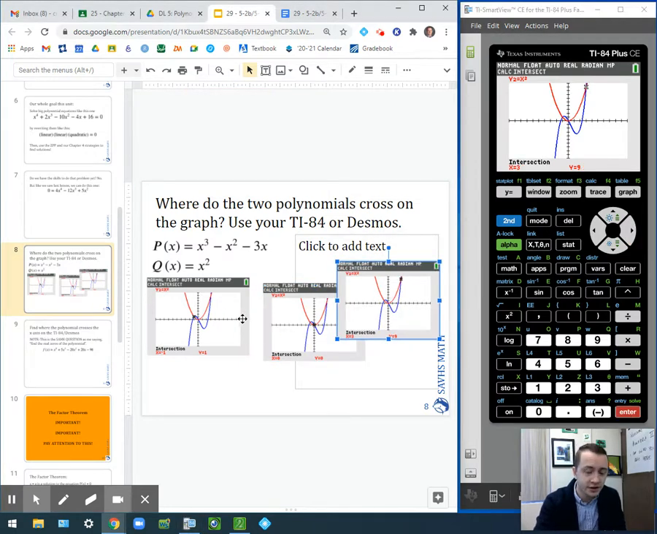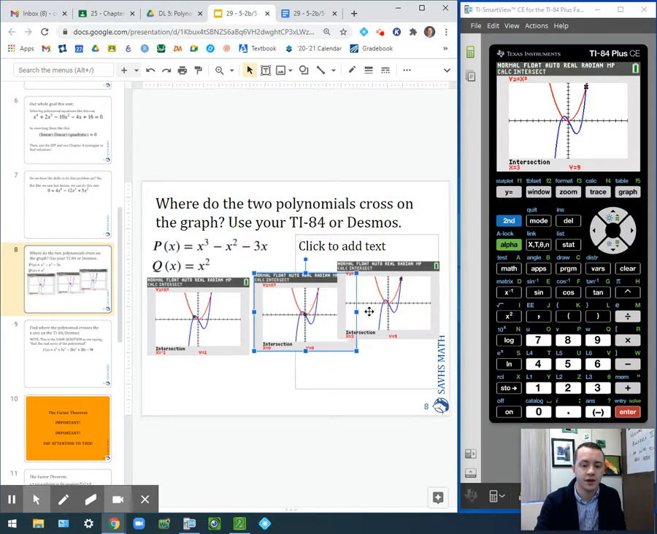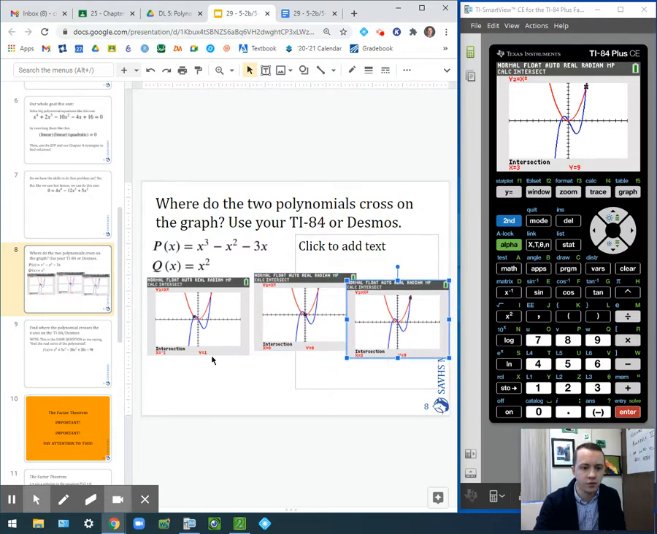So we have 3 intersection points here. The first one is the point -1, 1. The next point is 0, 0, and then the third one is 3, 9.